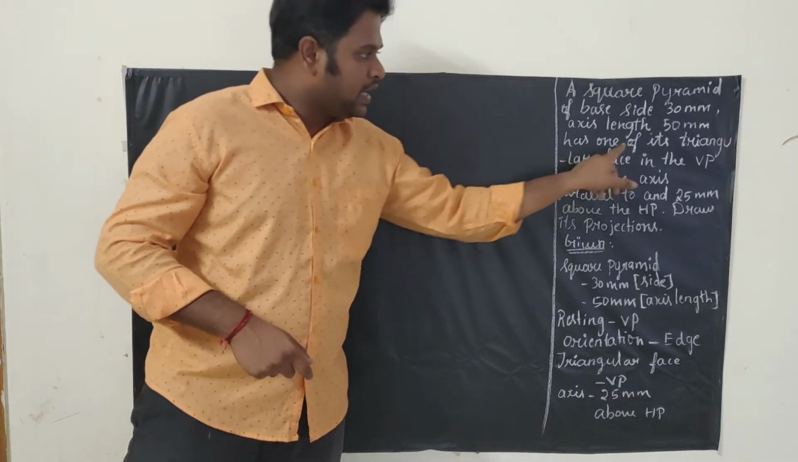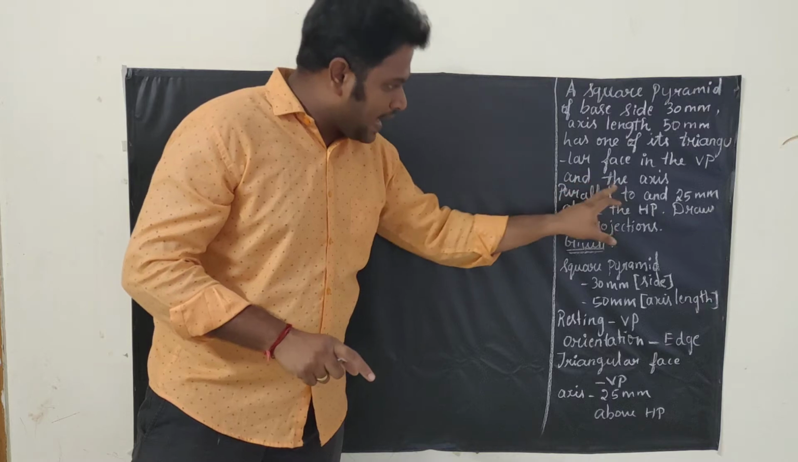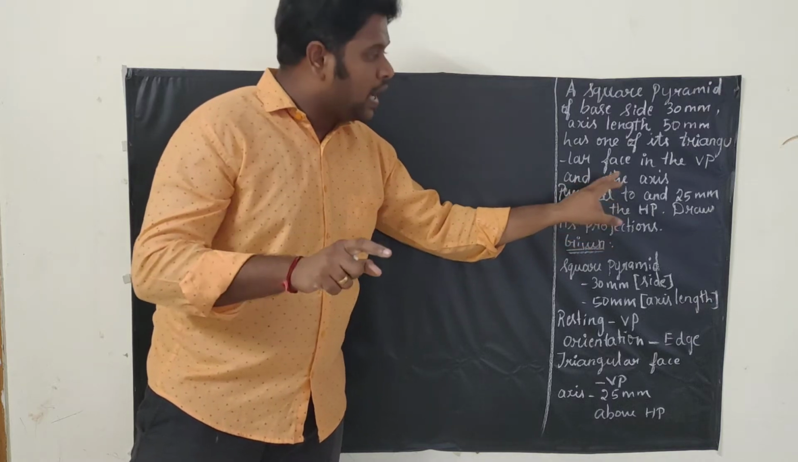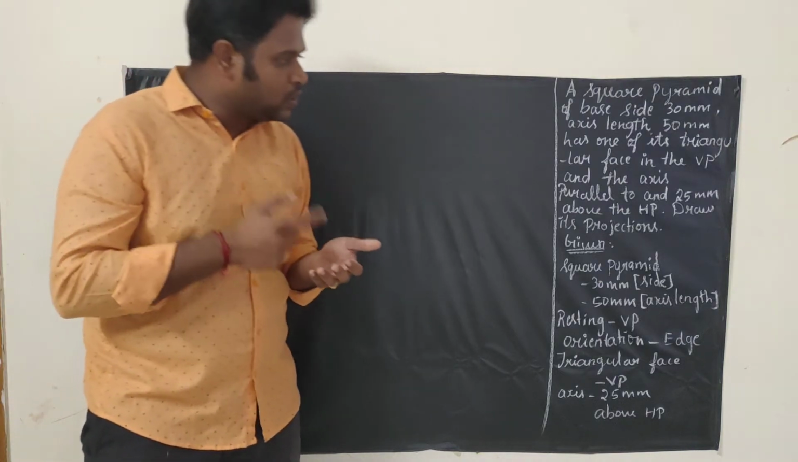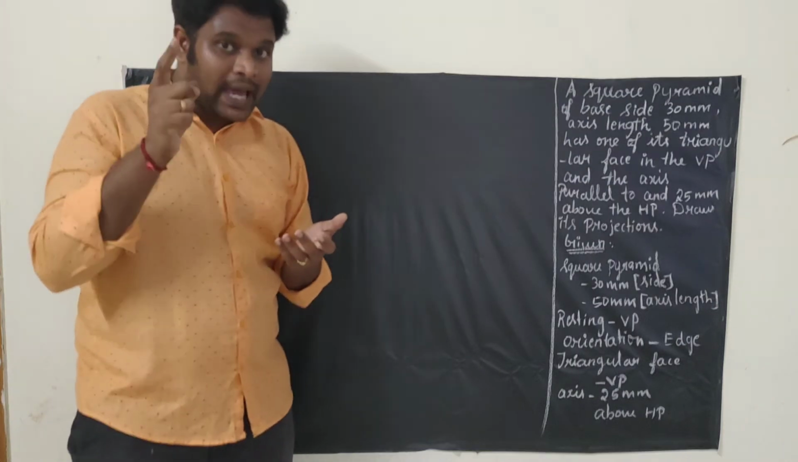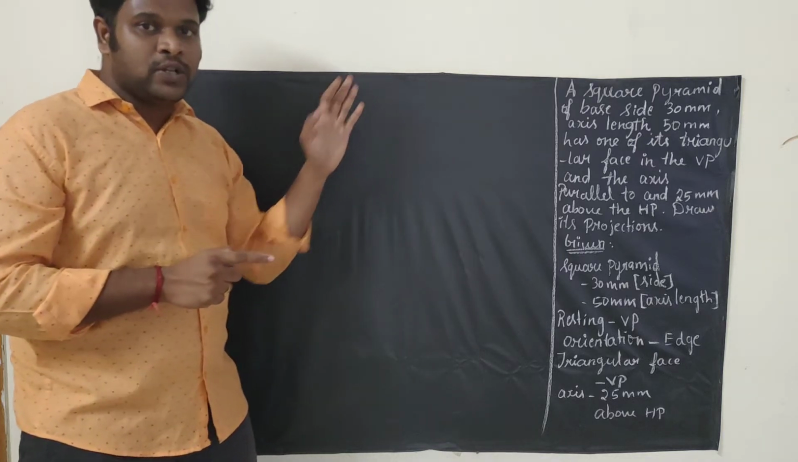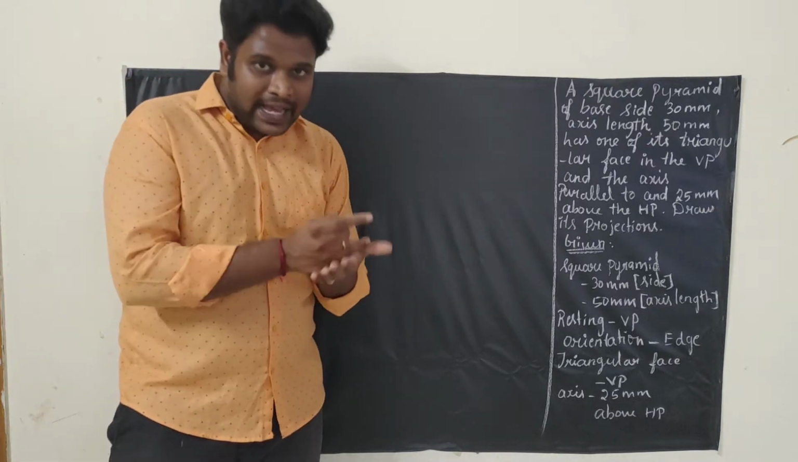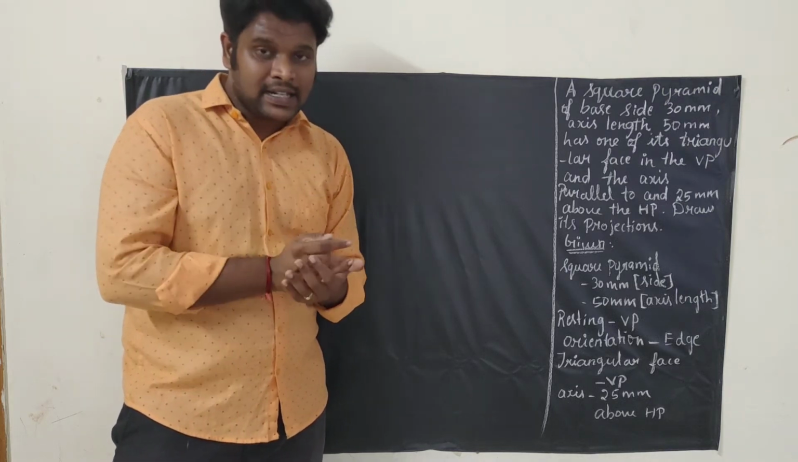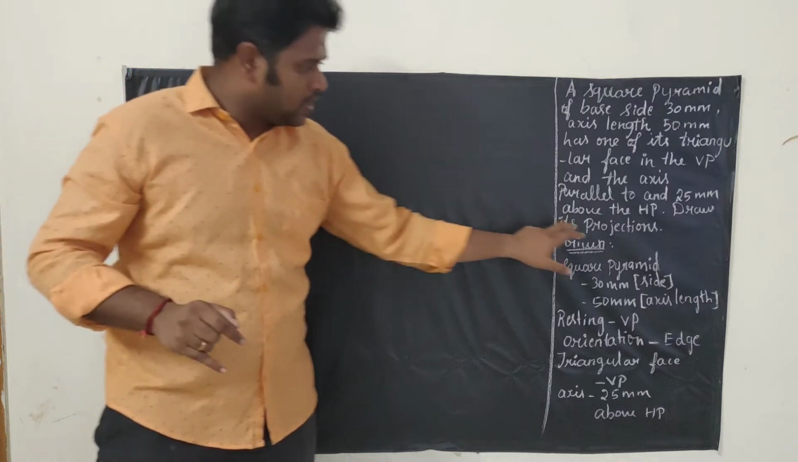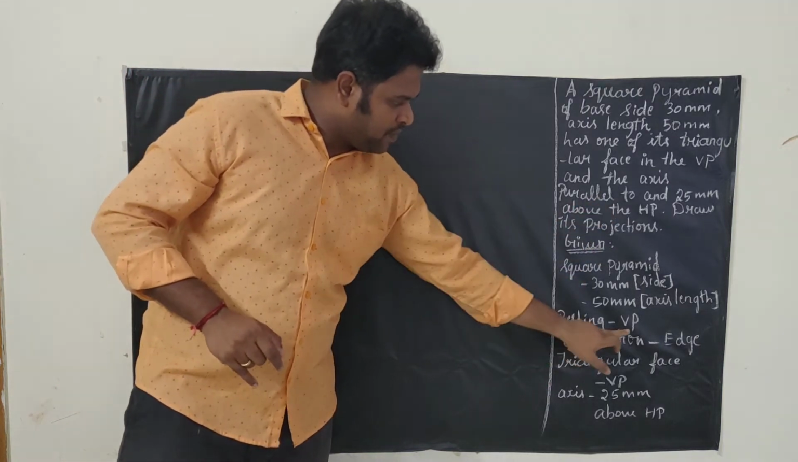Underline this phrase, has one of its triangular faces in VP, and the axis is parallel to HP and 25 mm above HP. The axis is parallel to HP, which means it's inclined to VP. As I said in previous videos as a hint, if the axis is inclined to VP, the base diagram will be in VP. If the axis is inclined to HP, the base diagram will be in HP. In our case, the axis is inclined to VP, so the resting position will be VP.